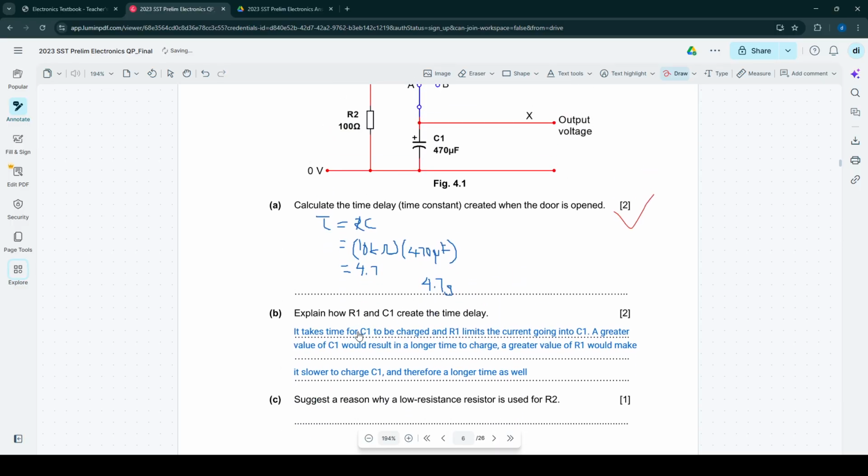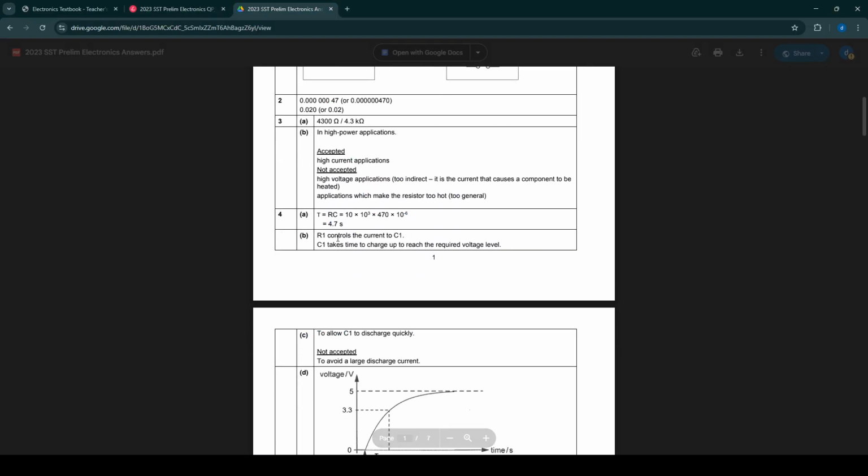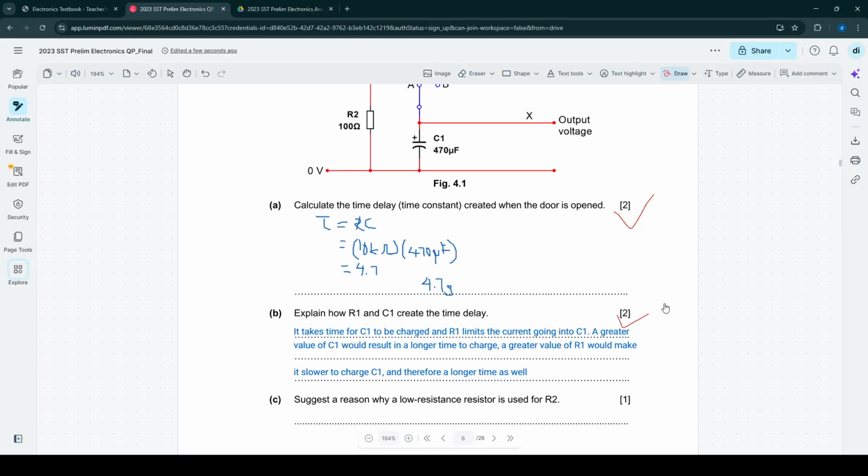Explain how R1 and C1 create a time delay. It takes time for C1 to be charged, and R1 limits the current going into C1. A greater value of C1 would result in a longer time to charge. A greater value of R1 will make it slower to charge C1, which will also result in a longer time as well. I think I'm fine with that. Yeah, okay. You get both marks.